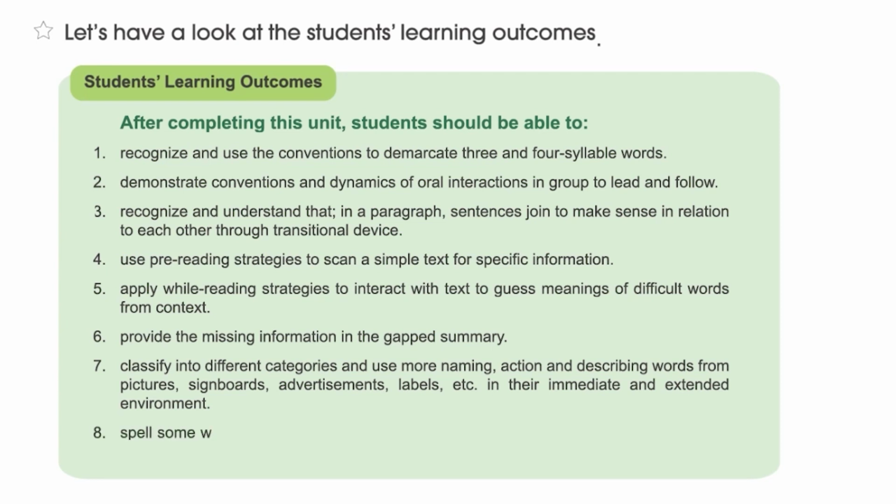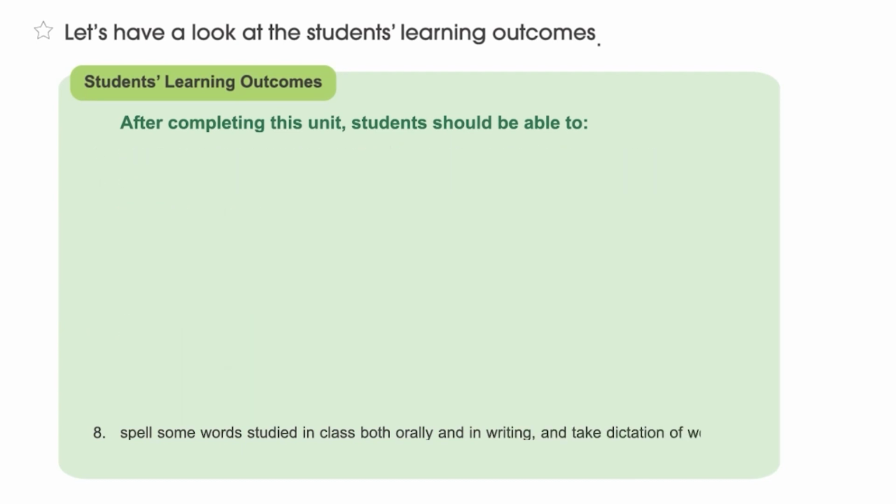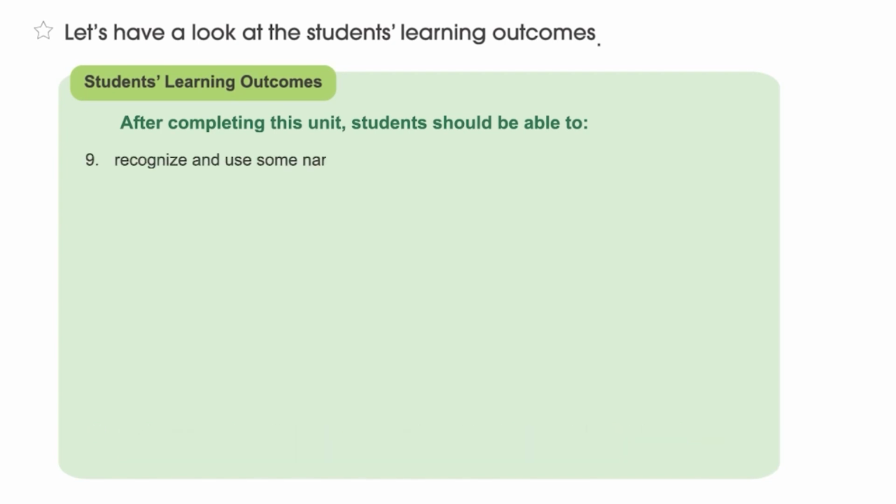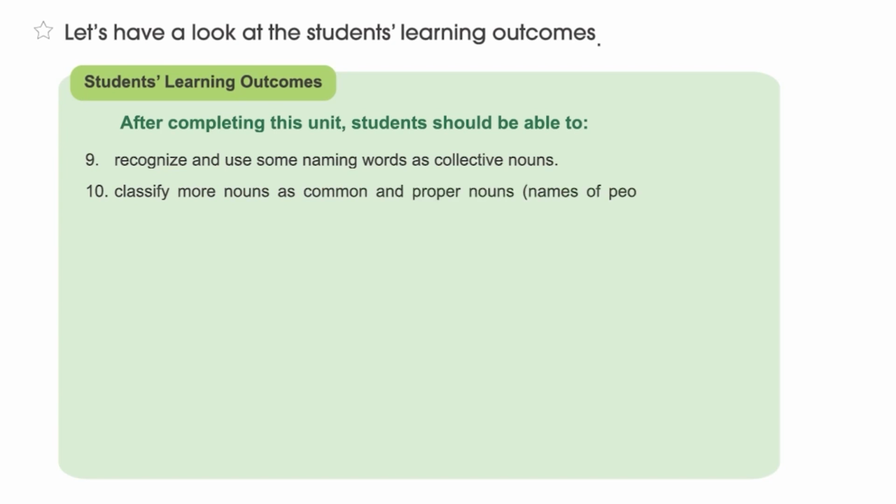Spell some words studied in class, both orally and in writing, and take dictation of words studied in class. Recognize and use some naming words as collective nouns. Classify more nouns as common and proper nouns, that is, names of people, pets, places, mountains, lakes, rivers, etc.